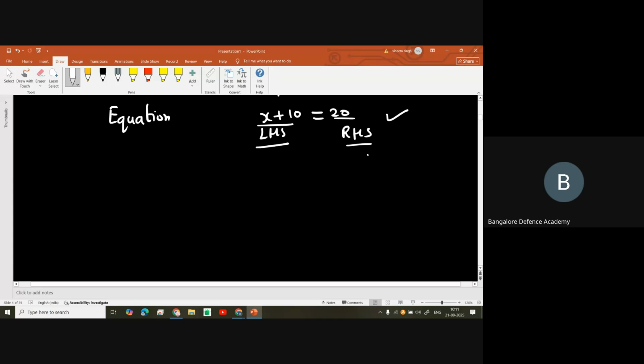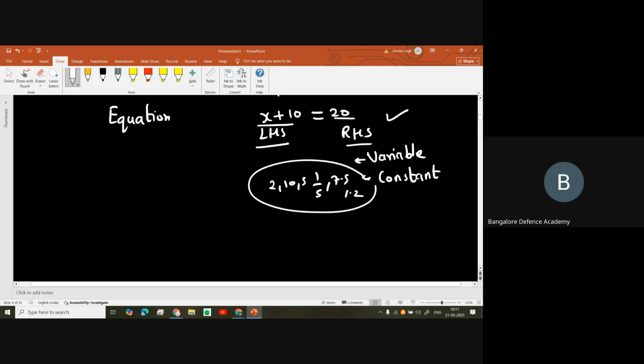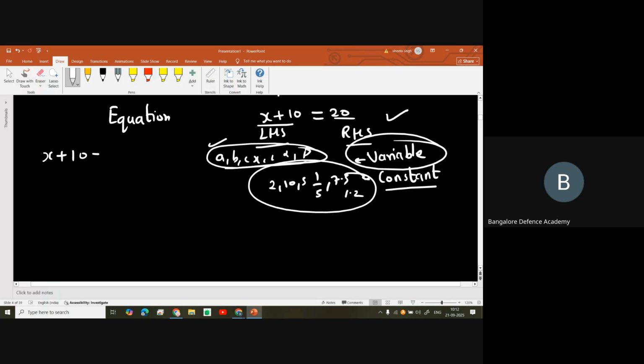Before proceeding, you should know the meaning of variable and constant. Constant means any number, that is 2, 10, 5, 1 by 5, 7.5, 1.2, any number will be called a constant. Variable means it keeps changing. It can be denoted as A, B, C, X, Y, alpha, beta, anything. These are the variables which keep changing. In x plus 10 is equal to 20, 10 is a constant, 20 is a constant, x is a variable.